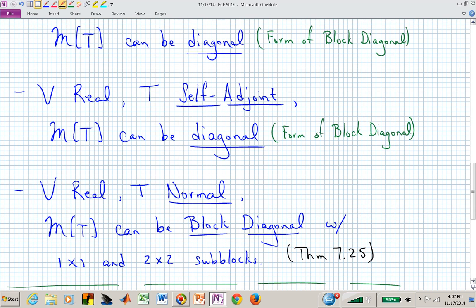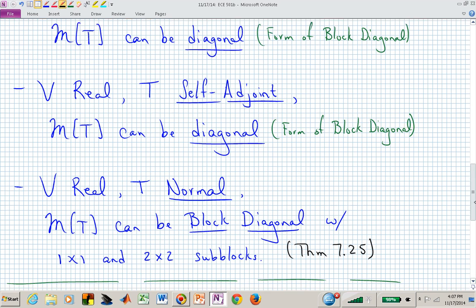And now it is truly block diagonal. We could have 1x1 blocks, or we can have 2x2 blocks along the diagonal. And the reason we have 2x2 blocks is because we might have actually underlying this a rotation or complex eigenvalues, but since we're not allowed to have those if we're dealing on a real inner product space, then we have to play with these 2x2 blocks, sub-blocks within a matrix. And that's actually theorem 7.25 in chapter 7.